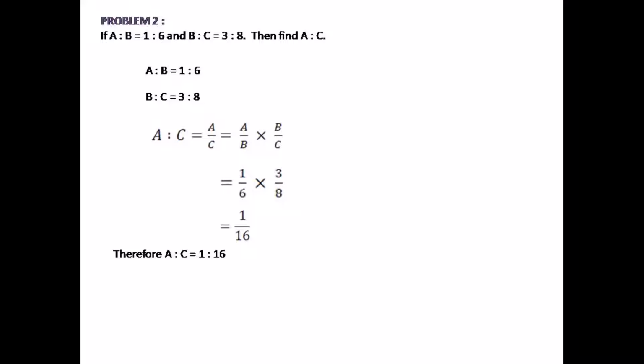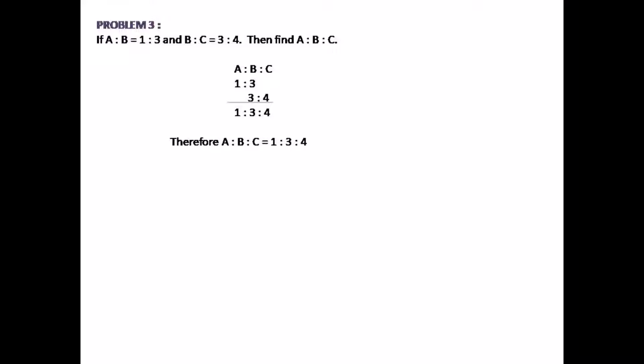If A is to B equals 1 is to 6 and B is to C equals 3 is to 8, then find A is to C. Given A is to B equals 1 is to 6, B is to C equals 3 is to 8. Here we have to find A is to C. A is to C equals A by C, that is A by B into B by C. This can be written as 1 by 6 into 3 by 8, which gives 1 by 16. Therefore A is to C is 1 is to 16.